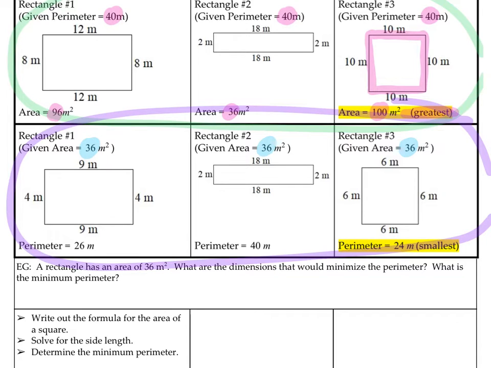So if you added up the sides on this, the perimeter would be 26 meters. On the second rectangle, the perimeter would be 40 meters. And on the third rectangle, the perimeter would be 24 meters. So the smallest perimeter, once again, would be the square. And the reason this becomes important is if you know what the area should be and you wanted to minimize the perimeter, you would want to do that because you'd want to buy the least amount of fencing possible.